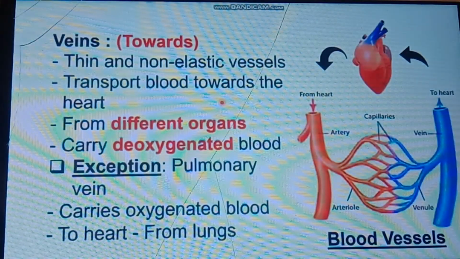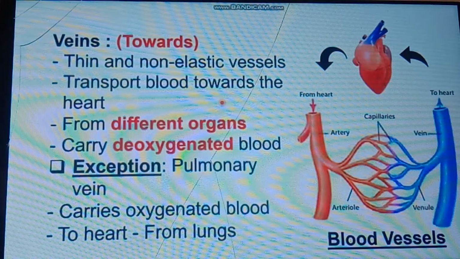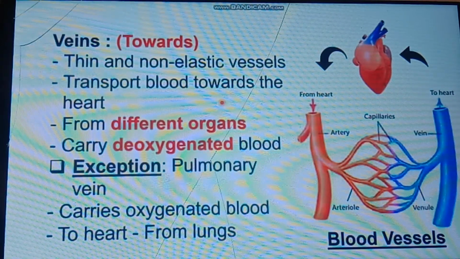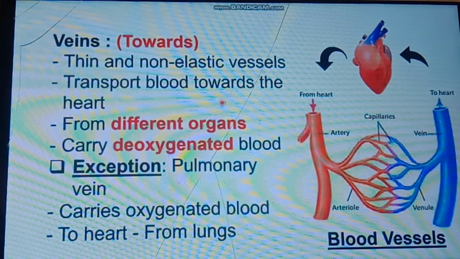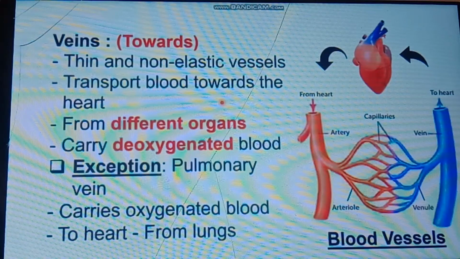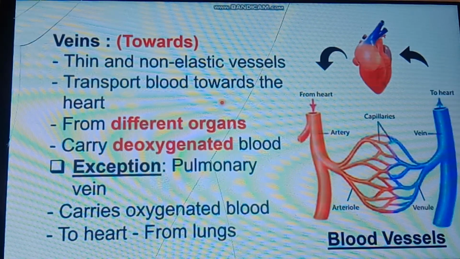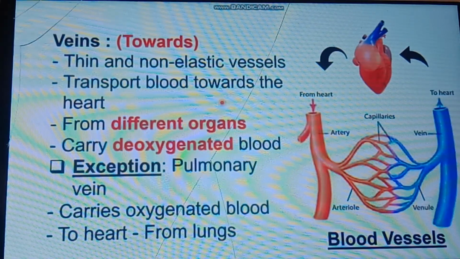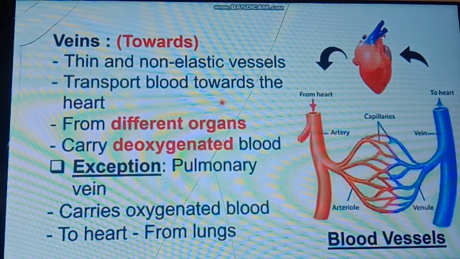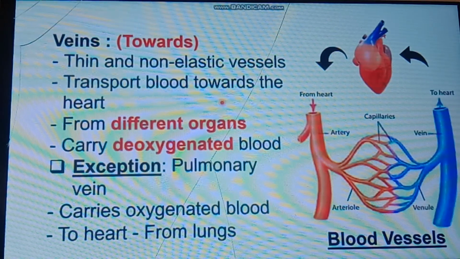Next one, veins. Already I told you veins are thin and non-elastic vessels that transport blood to the heart from the different organs. Listen carefully. All veins carry only deoxygenated blood, except the pulmonary veins, which carry oxygenated blood from the lungs to the heart. It's clear?